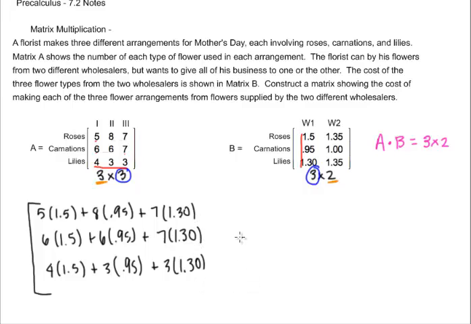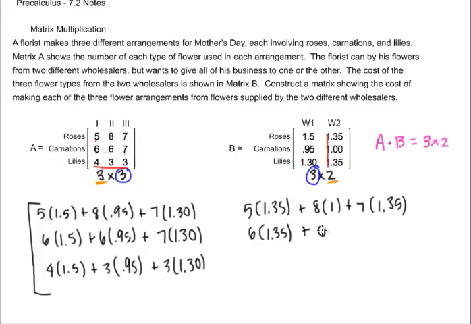That's the first column. And then we go to the second column, and it's the same exact thing, but now instead of looking at this first column, we're now going to look at the second column and take all the exact same steps right through here. So 5 times 1.35 plus 8 times 1 plus 7 times 1.35. And we're going to fill this in the exact same way. So 6 times 1.35, second row now, second column, 6 times 1 and 7 times 1.35. And then 4 times 1.35 and 3 times 1 and 3 times 1.35.